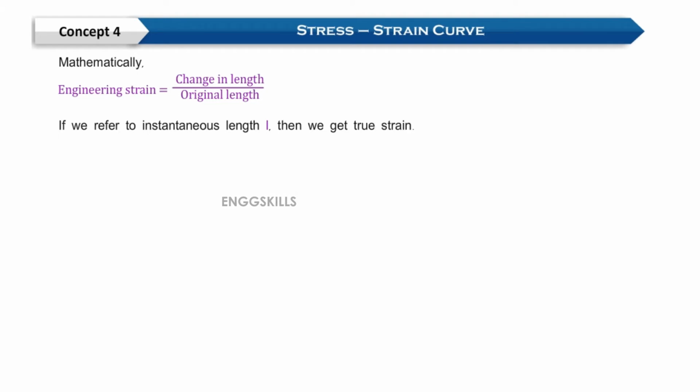Mathematically, engineering strain is the change in length divided by the original length. If we refer to the instantaneous length, say L, then we get true strain. True strain is found by integrating the incremental strain between the original length and the current deformed length, which is given as log to the base e, L2 by L1. Simplifying this, we get the log of 1 plus engineering strain, as L2 can also be written as the original length L1 plus deformation or change in length.